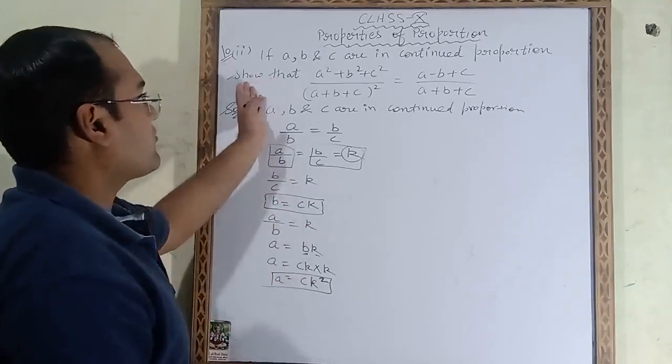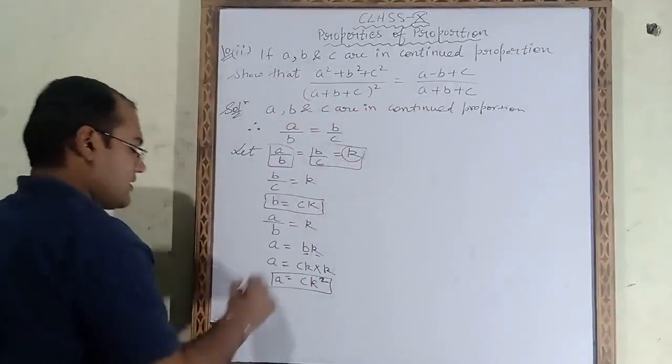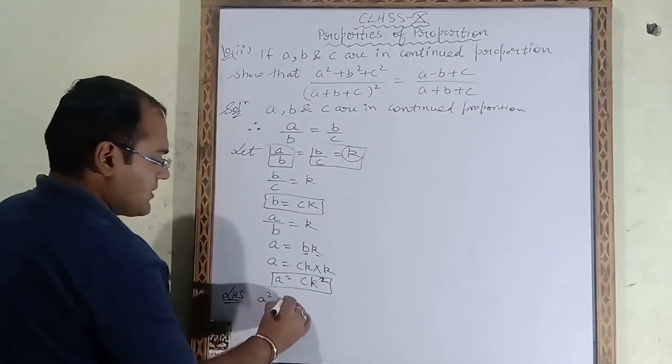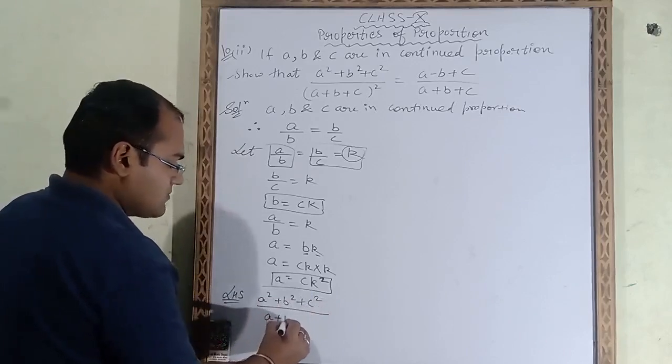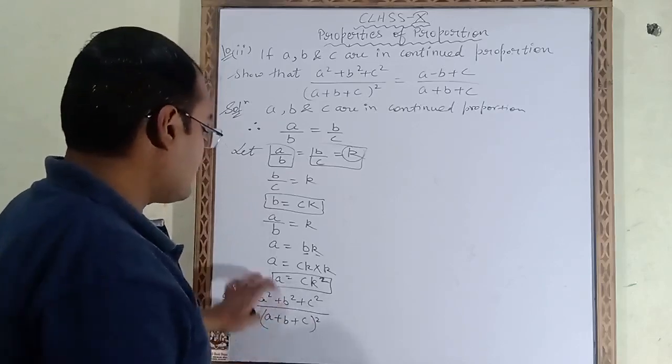Now we have to prove that this side is equal to this side. Left side we will solve first. First of all we take the left hand side. Left hand side is (A square plus B square plus C square) upon (A plus B plus C) whole square. Now we will put these two values here.